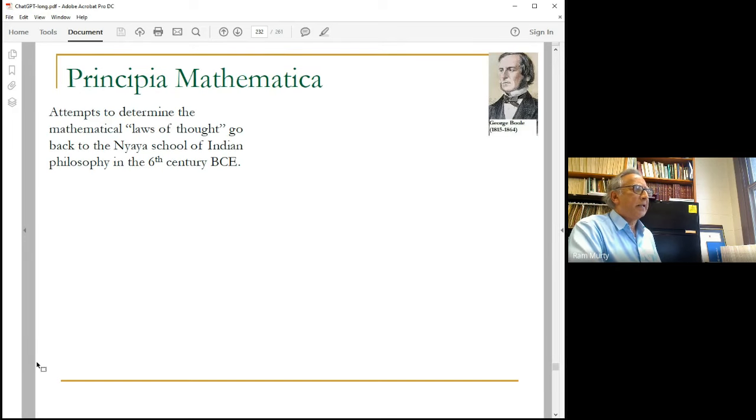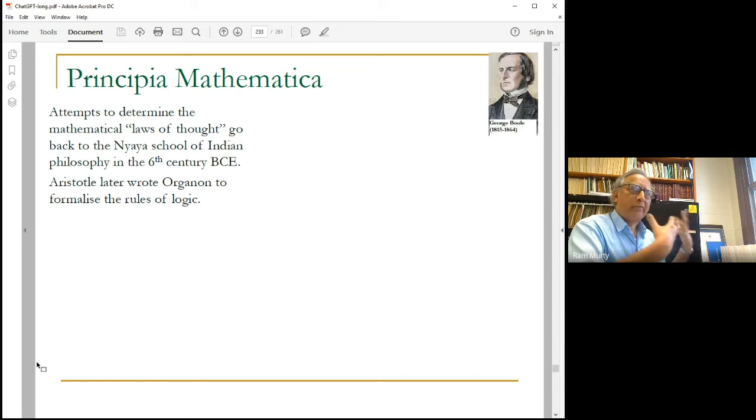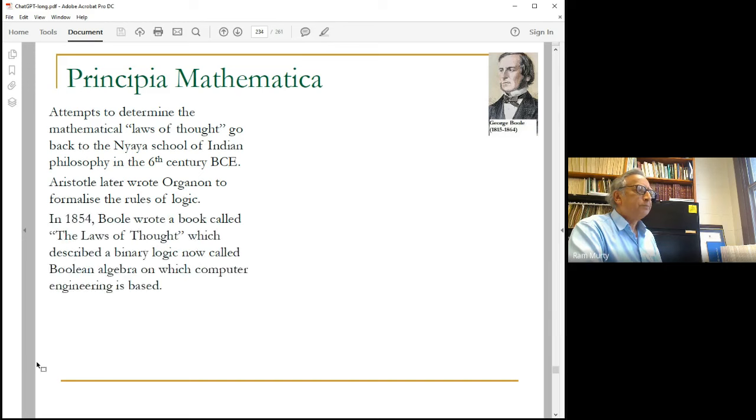It goes back at least to the Nyaya school in Indian thought, of trying to figure out what are the laws of thought. And so the laws of thought were traced back to the laws of logic. The Nyaya school is the oldest record that I could think of. After that, Aristotle wrote another book called Organon to formalize the rules of logic. So this idea of trying to formalize the rules of thought or rules of logical thinking has an ancient lineage.